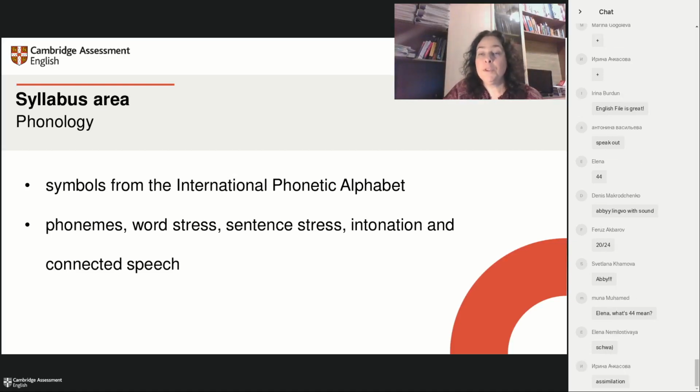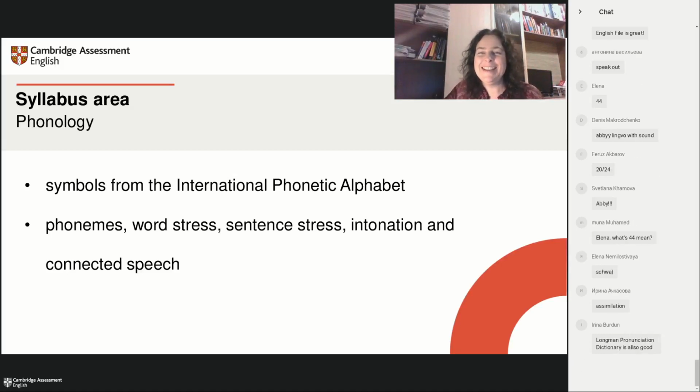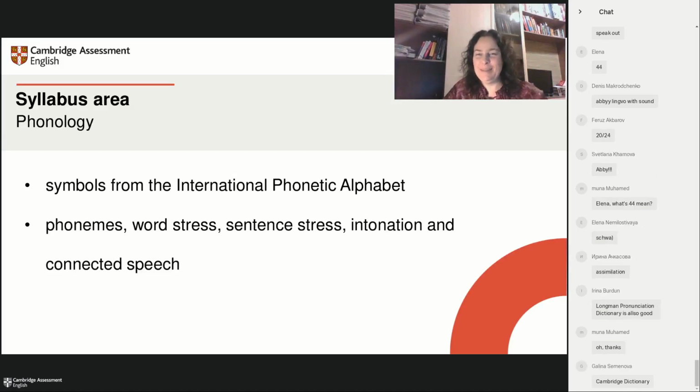Yeah, 44 phonemes in English. Yeah, there is a schwa, the most frequently used sound. Yeah, absolutely right. Assimilation. Wow, that's awesome. Okay. I don't think you need to know about assimilation for TKT. That's a kind of advanced methodology. Yeah. Awesome. Thank you for sharing the sources.